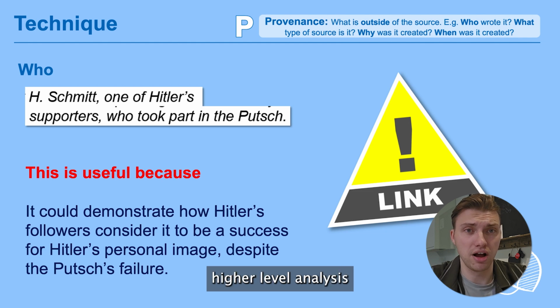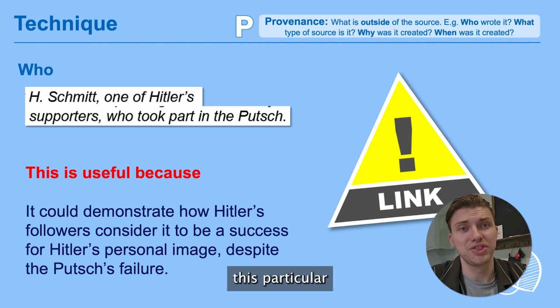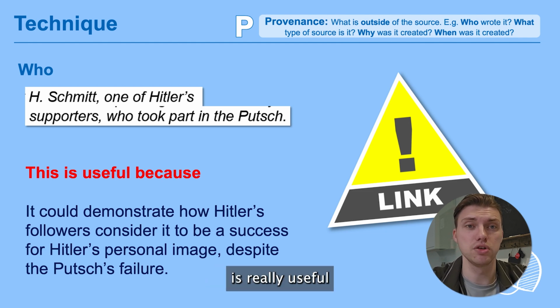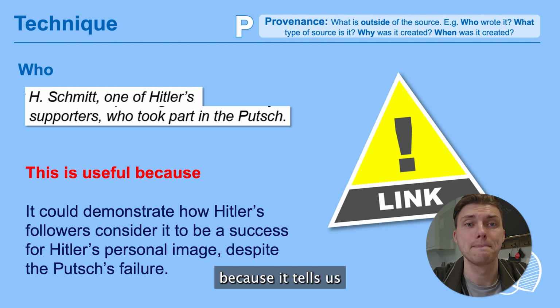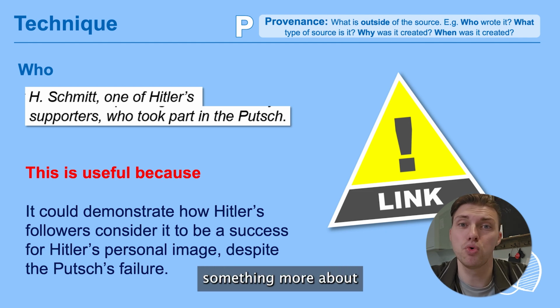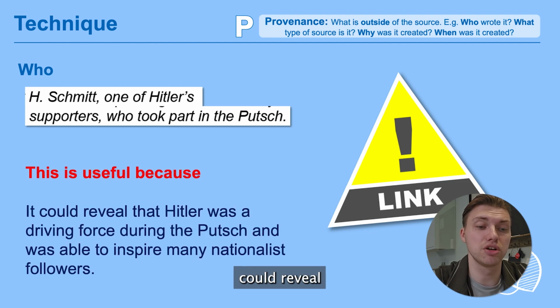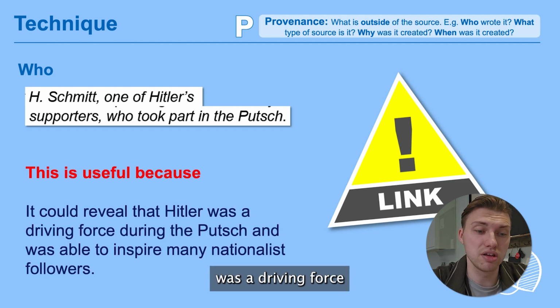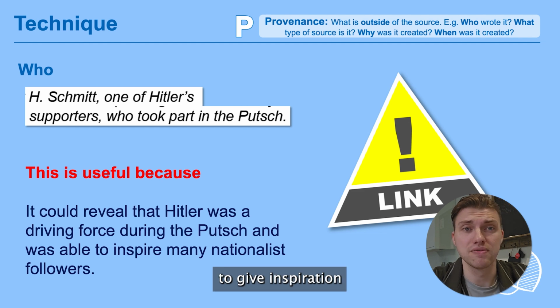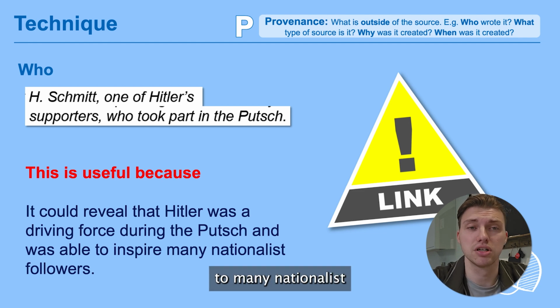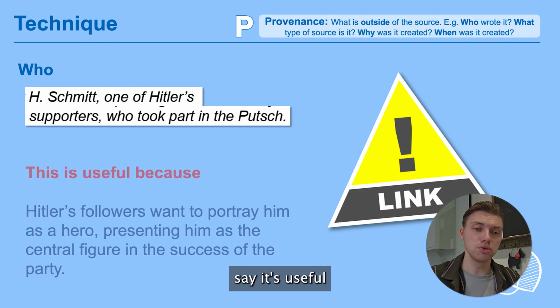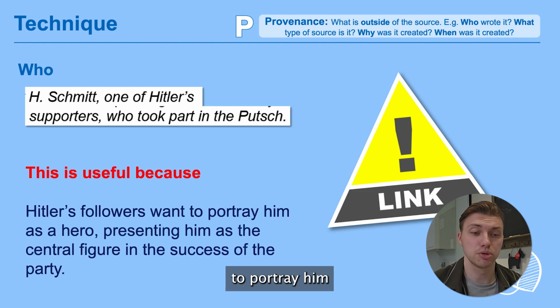Instead, we want that higher level analysis of saying this particular piece of provenance is really useful in a historical investigation because it tells us something more about why it was created. We could also say this is useful because it could reveal that Hitler was a driving force behind the putsch and that he was able to give inspiration to many nationalist followers. We could also say it's useful because Hitler's followers wanted to portray him as a hero, presenting him as the central figure in the success of the party.